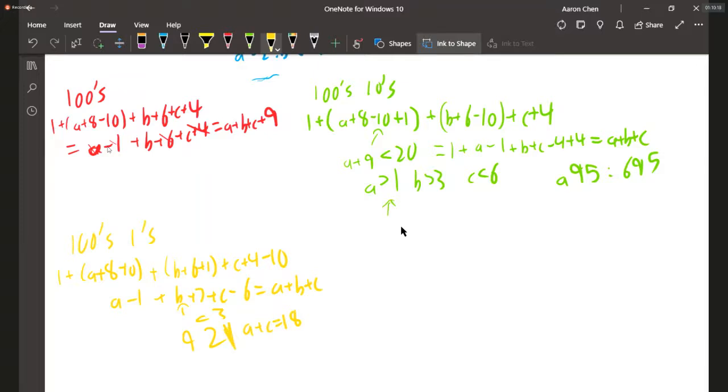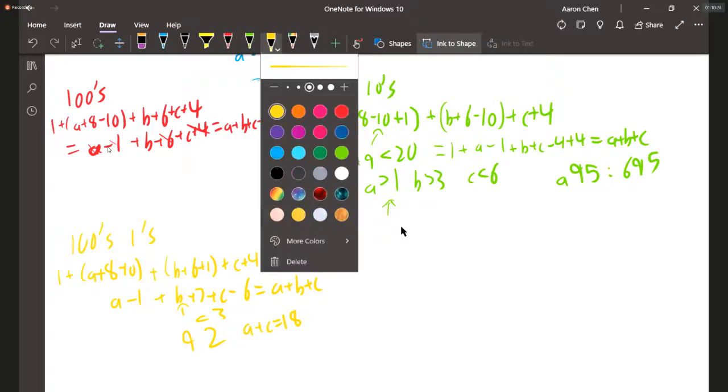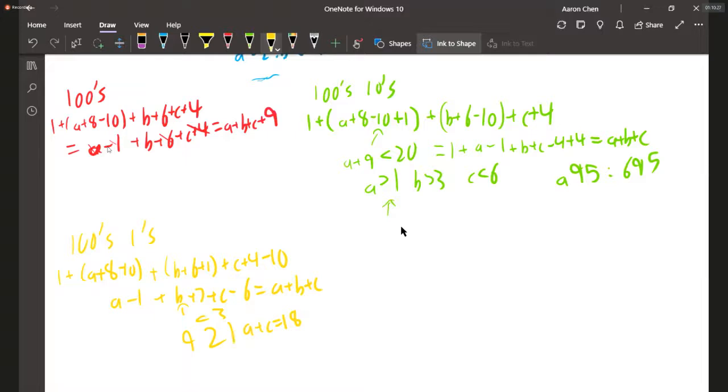And if we try letting b be anything less than 2, then this fails. This just fails because then you have that a plus c is greater than 18, but this doesn't hold true for any combination of any digits. And now the final case is when all of the digits carry. And so in this case, the hundreds, the tens, and the ones carry.